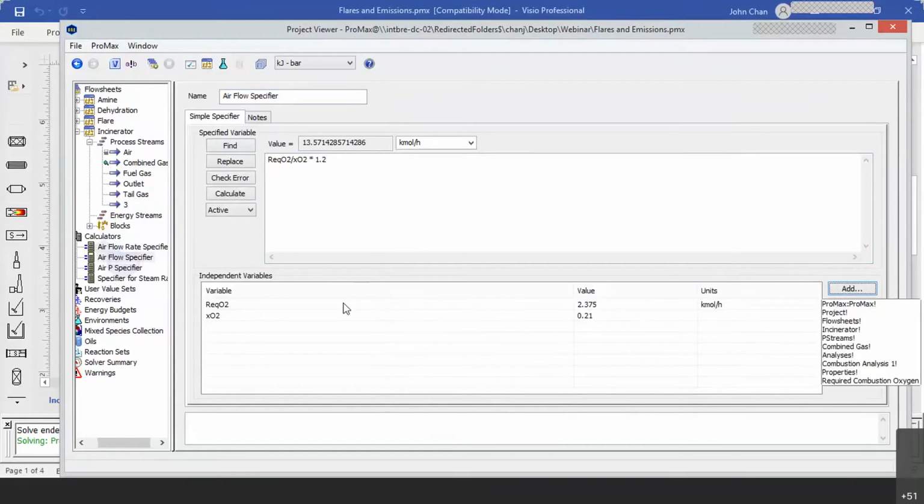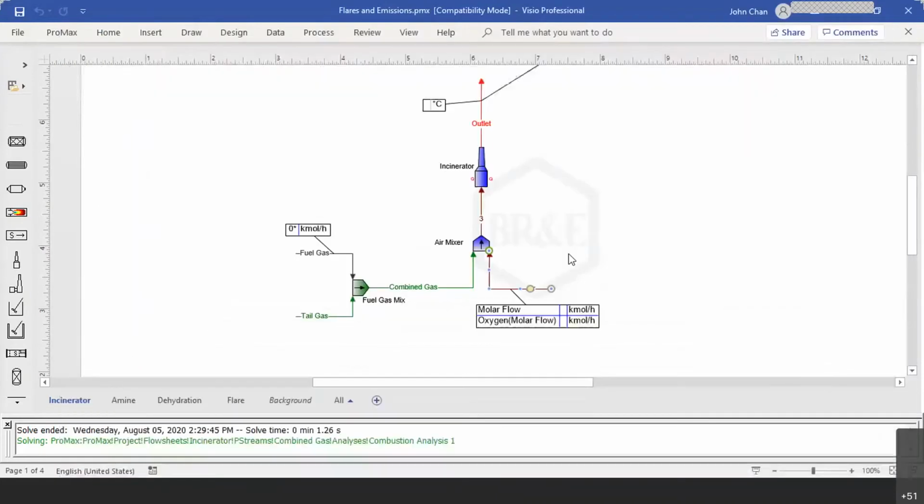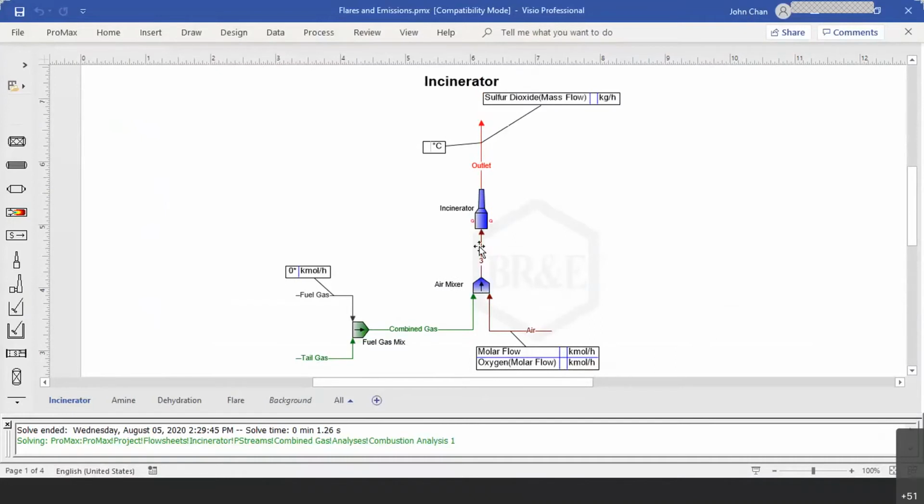So you can see that now I have set up my specifier to feed in 20% excess oxygen into the burner. Now when I've done that, you can see that the streams have turned maroon. Okay. Now I'll need to set up my incinerator.